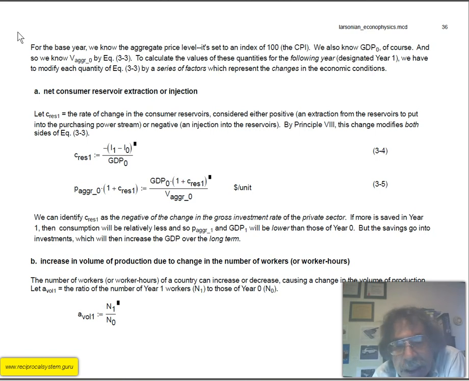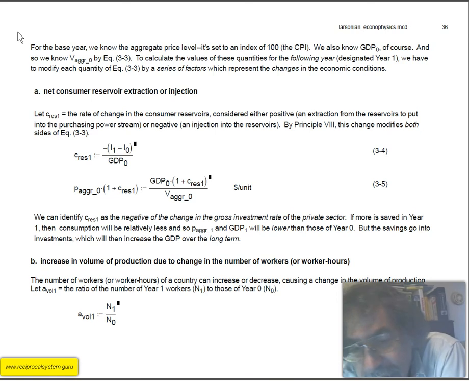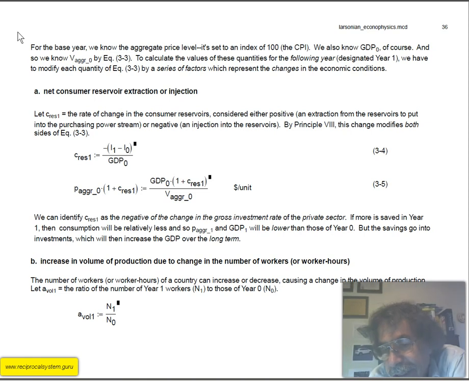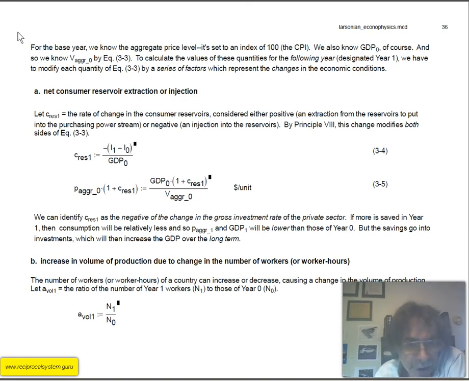Okay, section B, increase in volume of production due to change in the number of workers or worker hours. The number of workers or worker hours of a country can increase or decrease, causing a change in the volume of production. Let A sub vol 1 equal the ratio of the number of year 1 workers, n sub 1, to those of year 0, n sub 0. So this equation here, 3-6, A sub vol 1 equals n sub 1 over n sub 0. Pretty obvious.